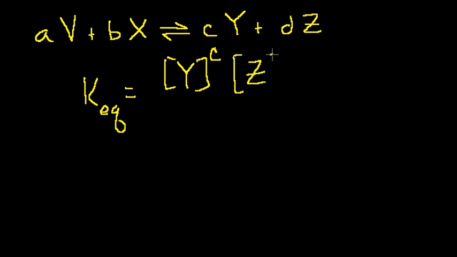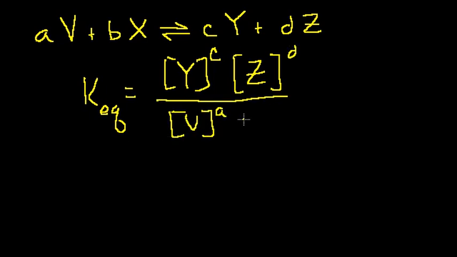molecule Z. No, we're not doing some calculus here. D is just the number of moles we need of Z for every C moles of Y, B moles of X, and A moles of V. So Z to the D power divided by the concentration of V to the A power and X to the B power. So the question is why? It's a nice little clean equation, but why does it look this way?